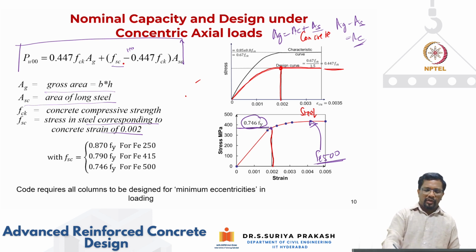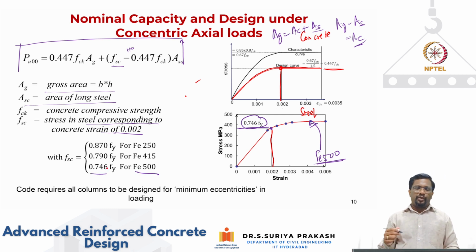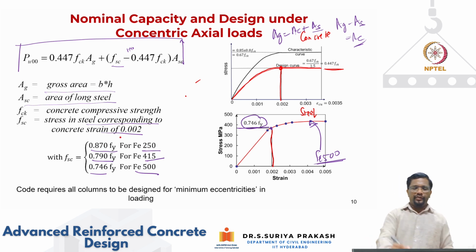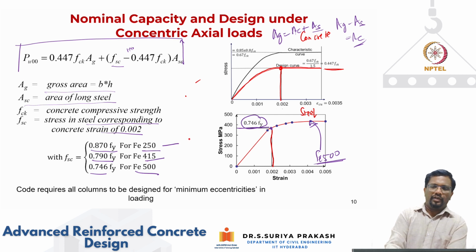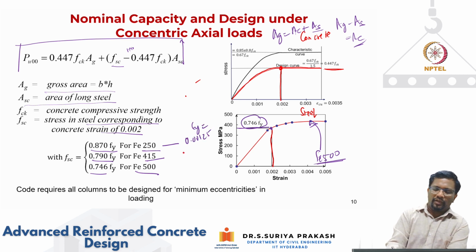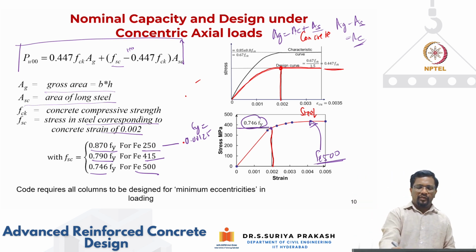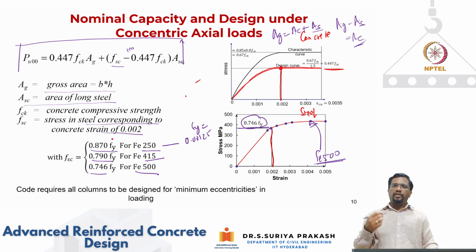So if you go back and look at your design stress strain curve for Fe500, we have just looked at it. It is equal to 0.746 fy. But if you look at Fe415, it is going to be 0.790 fy, and for Fe250, it is going to be 0.87 fy. And we know for Fe250, what is the yield strain? If you divide 250 by 2 times 10 to the power 5, it works out to be 0.00125. That is the reason, for a strain of 0.002, Fe250 reaches its maximum stress, which is 0.87 fy.